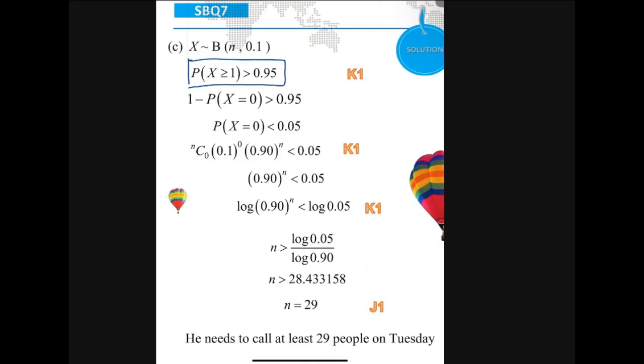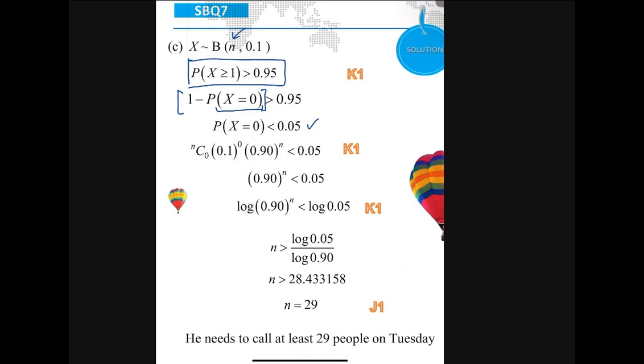Okay, so from this statement, we have to find n, but we know n is unknown. The only way we can come out with n is by using the binomial formula. But the binomial formula must involve an equal number of x. So that's why I rewrite the probability of x at least 1 as 1 minus the probability of x equal to 0. Okay, and then simplify this. We get the probability of x equal to 0 is 0.05.